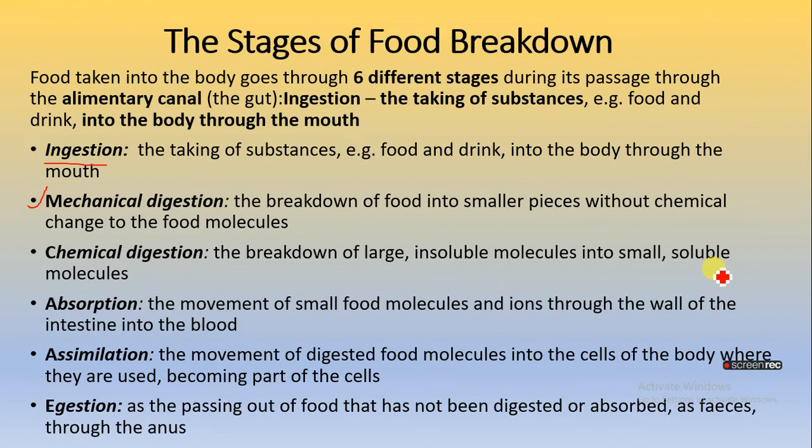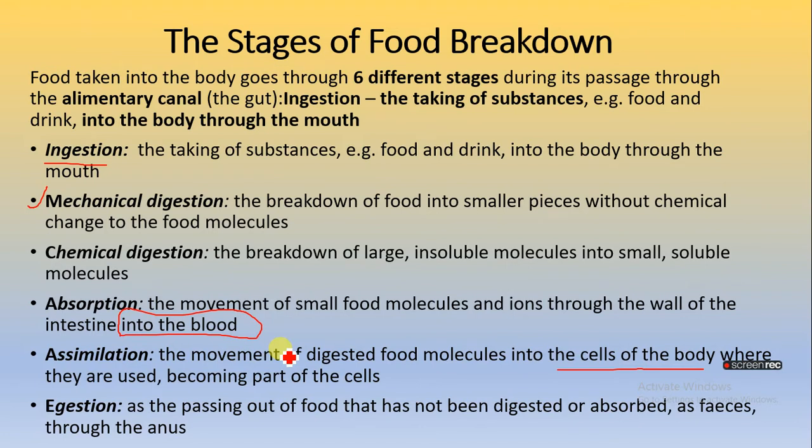The next is absorption. Absorption simply means the movement of small food molecules and ions through the wall of the small intestine into the blood. Please take note of this. Then assimilation is the movement of these digested food molecules into the cells of the body, where they are used and become part of the cell. That's the difference between absorption and assimilation. In assimilation, the food molecules move from the blood into cells, where they are finally used and become part of the cell.